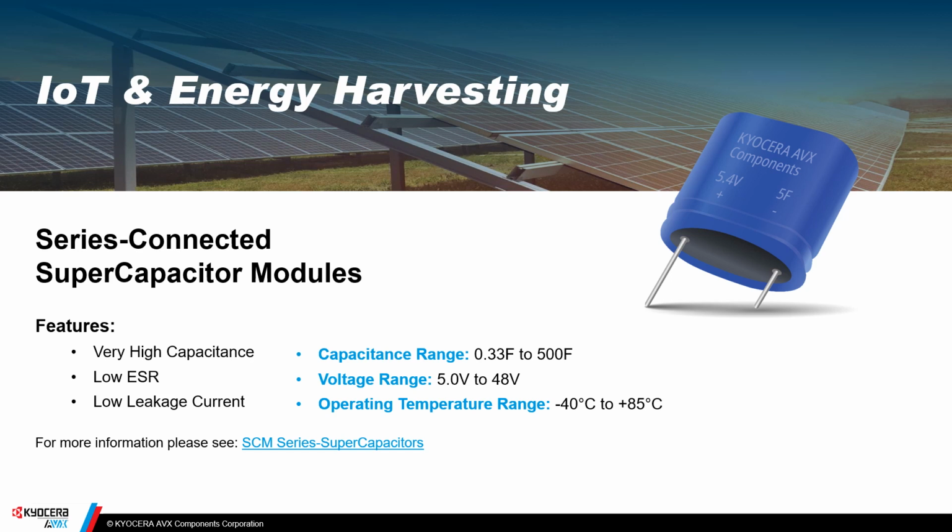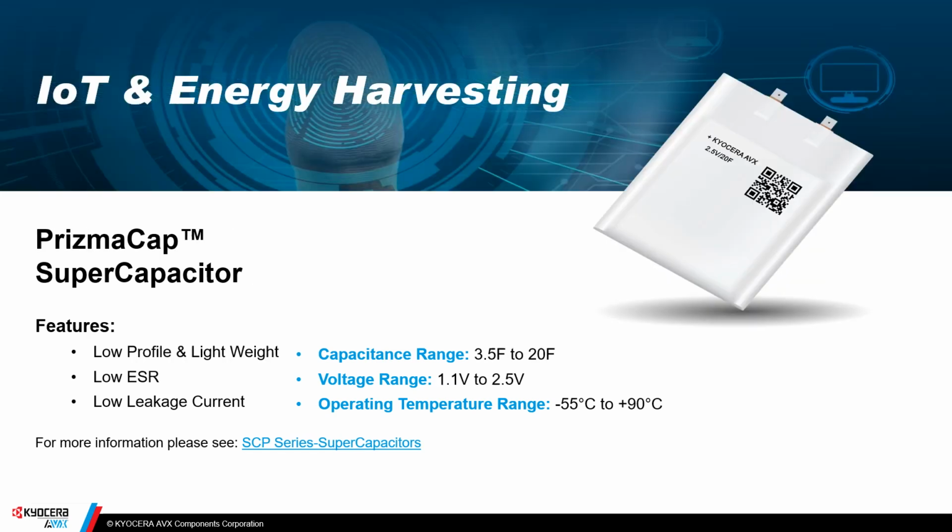Next is that series connected module, the two SCC parts that are essentially put in series. ESR, of course, increases with parts in series. The cap is going to drop, but these are very attractive as a single component that you could just place in, knowing it's at a particular voltage. Like we said, it could be up to 48 volts. We're showing a very common 5.4 volt, 5 farad part.